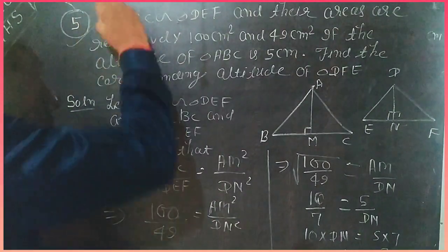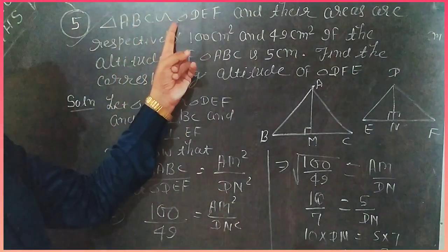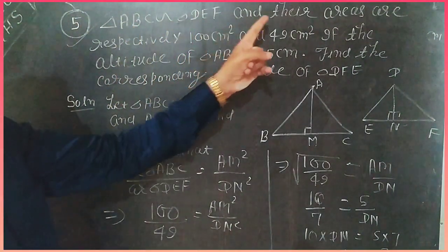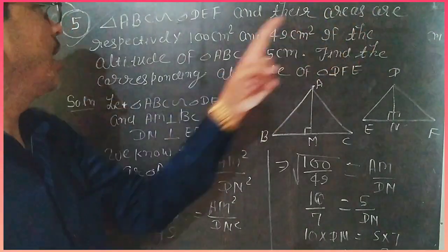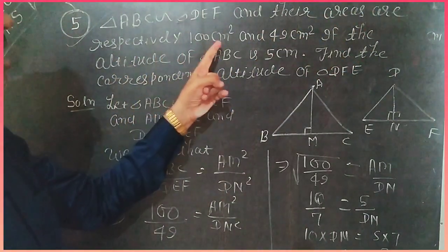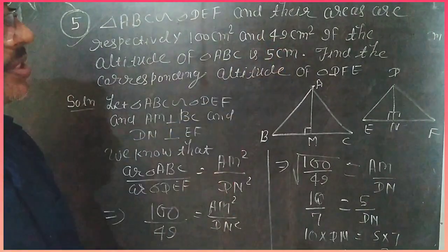Now see question number 5: triangle ABC is similar to triangle DEF and their areas are respectively 100 cm square and 49 cm square.